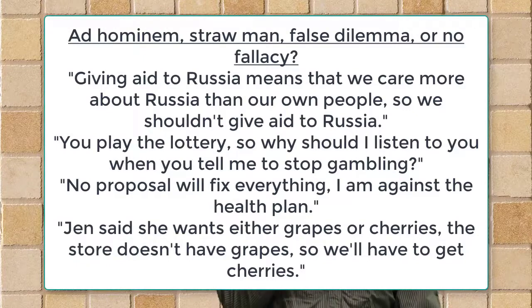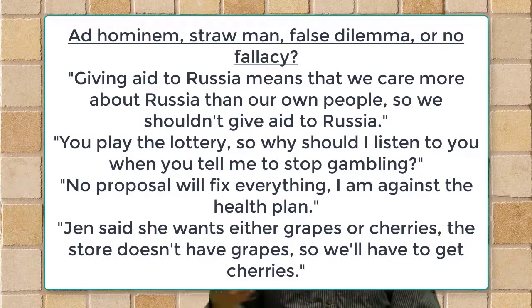Okay, so I'm going to start with the first one. Giving aid to Russia means that we care more about Russia than our own people, so we shouldn't give any aid to Russia. Now, I know some of you may have seen a false dilemma here, and I think there's a partial implied false dilemma because there's a suggestion either you give aid to Russia or you care more about your own people. However, to me, that's not the main essence of the passage. The main essence of the passage is them saying giving aid to Russia means, right? They use the word means, implies that, suggests that.